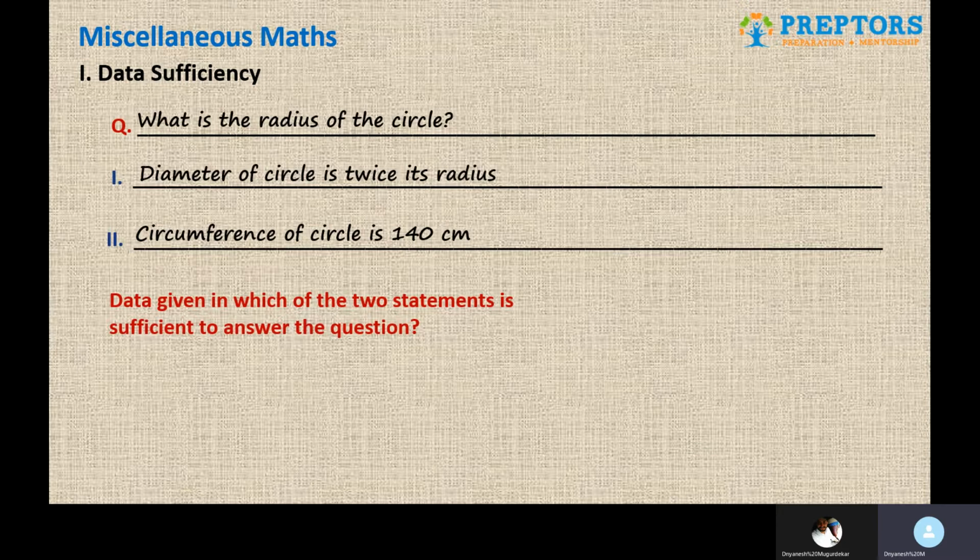We start with the first statement alone, and when we start with the first statement alone, for you the second statement should not exist. If I read the first statement, it says diameter of the circle is twice the radius. Now the question is, will this give me the radius of the circle? Definitely not.